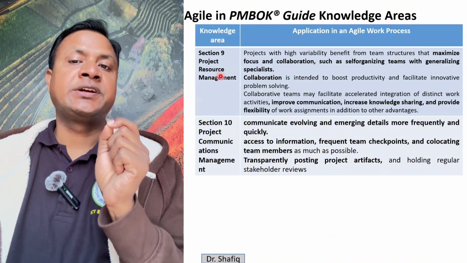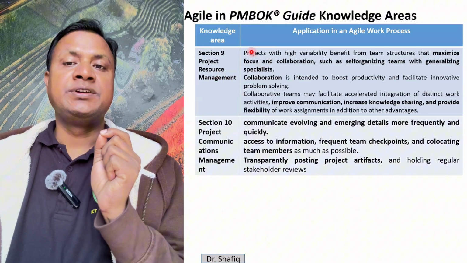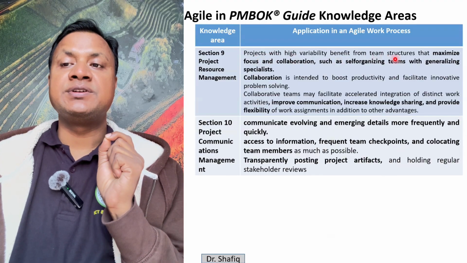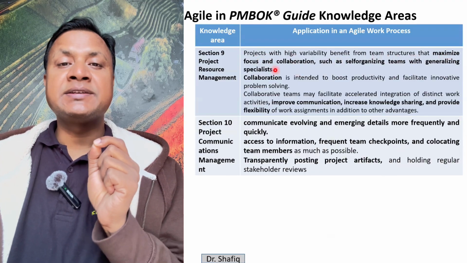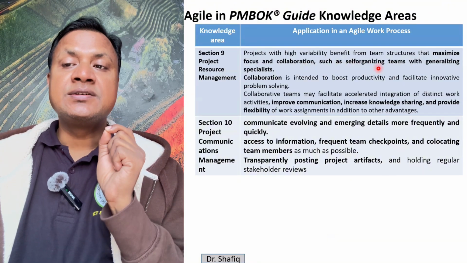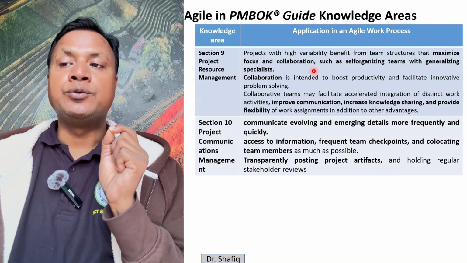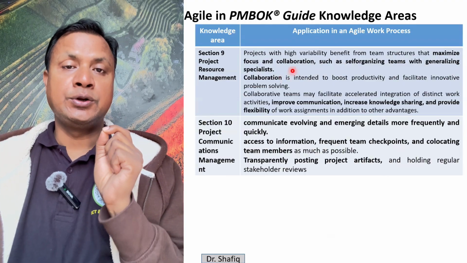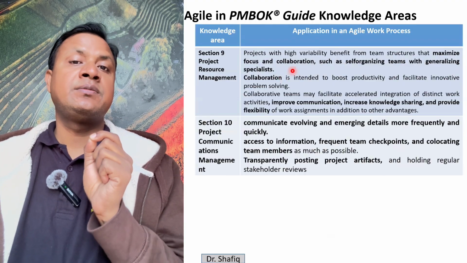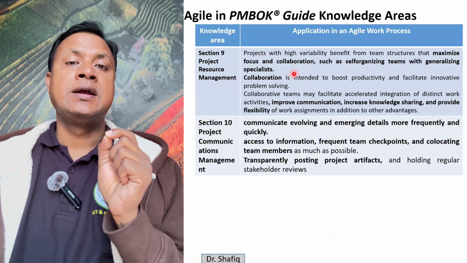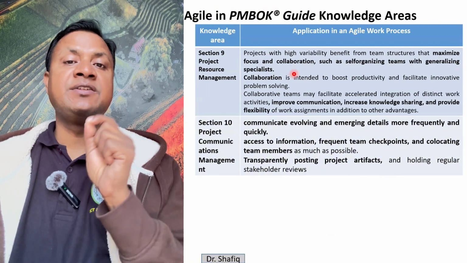Then for project resource management, in agile process, projects with high variability benefit from team structures that maximize focus and collaboration, such as self-organizing teams with generalizing specialists. So T-shaped team formation works better, who have the capacity and knowledge in many fields.